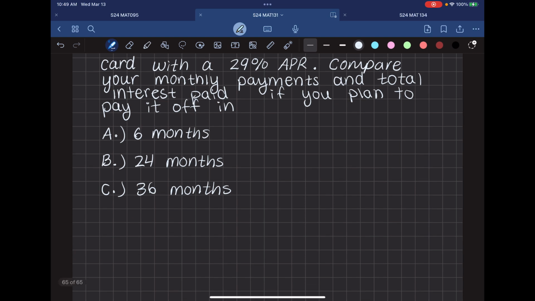And I'm going to go ahead and do part A by hand. And I'm going to suggest that you try the TVM calculator.